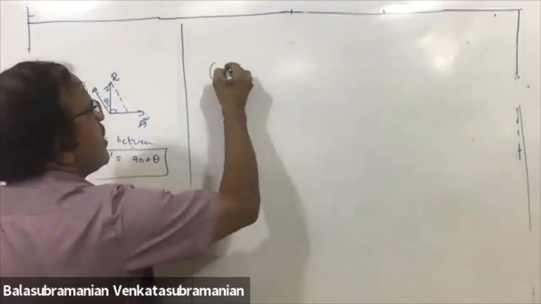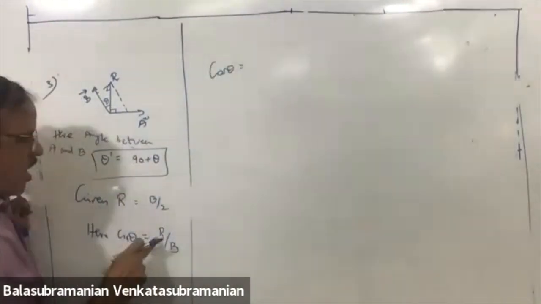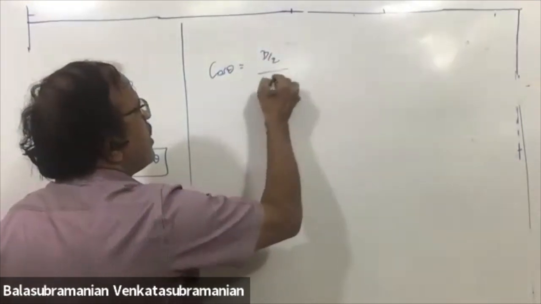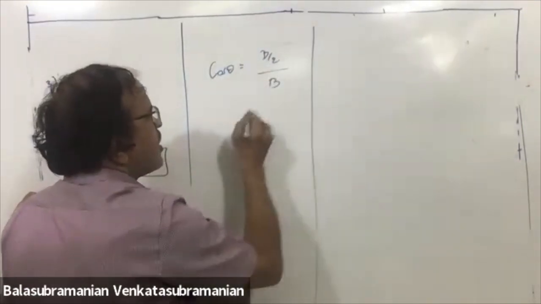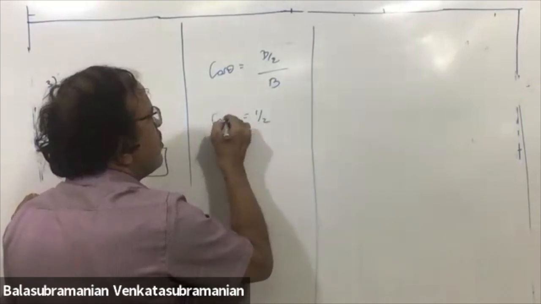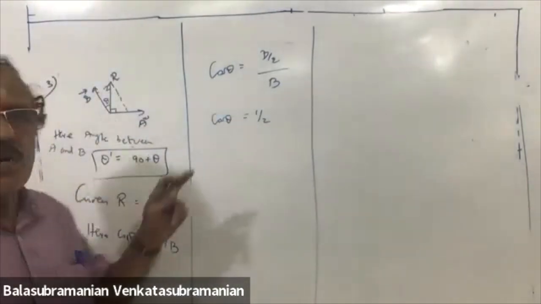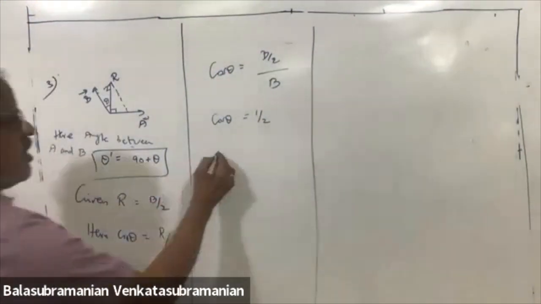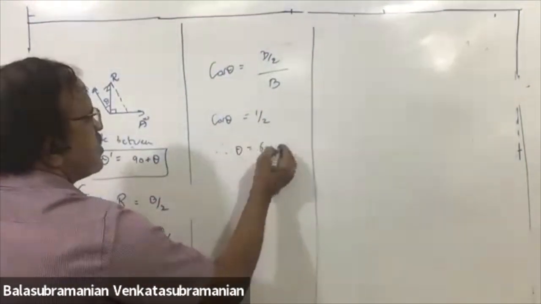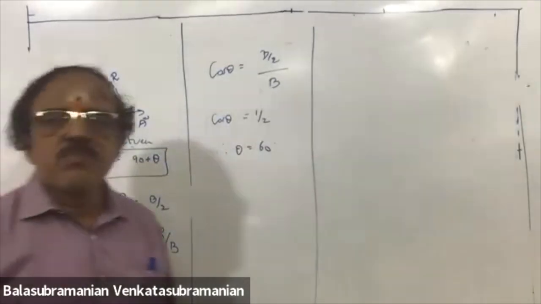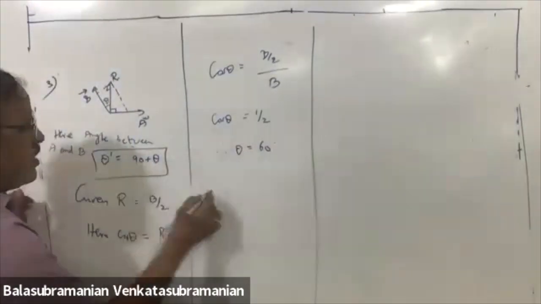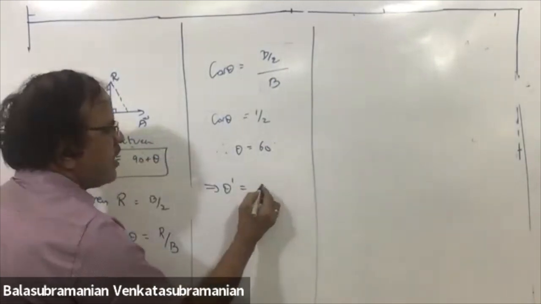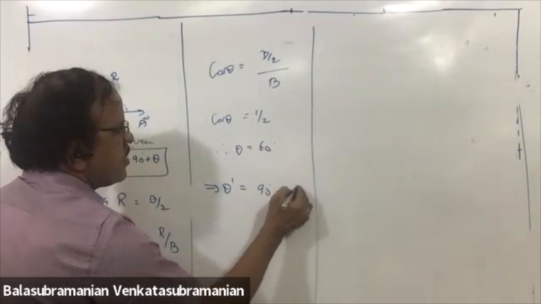But cos theta is equal to R, that is B by 2, by B. B cancels, half. Cos theta is equal to half. Then what is theta? Therefore, theta is equal to 60 degrees. This implies theta dash is equal to 90 plus theta, 90 plus 60.